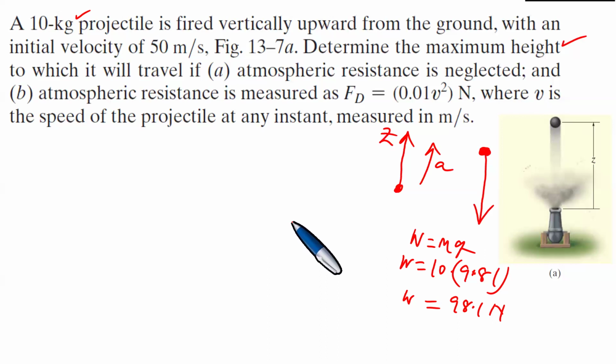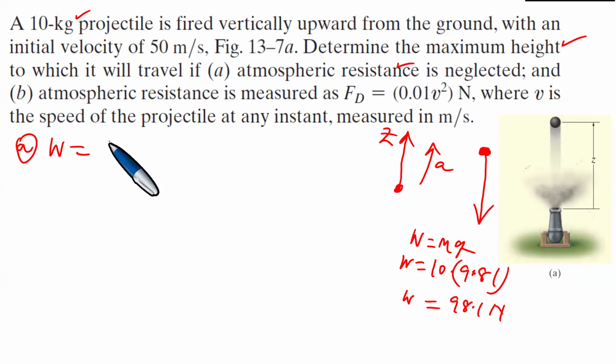Now, what then is all this here? What is the meaning of all this? Because in the first case, we're dealing with A, where atmospheric resistance is neglected. Okay, so our solution is going to be written like this.